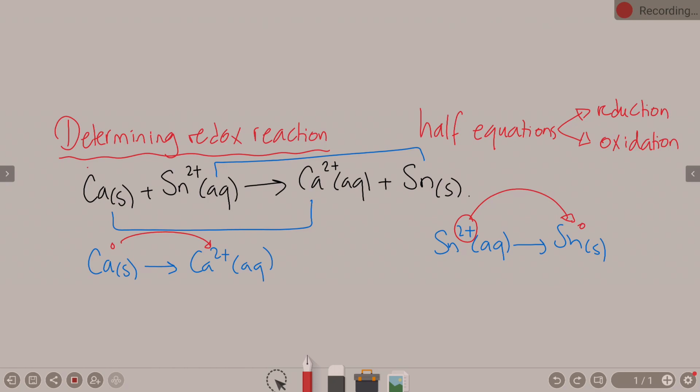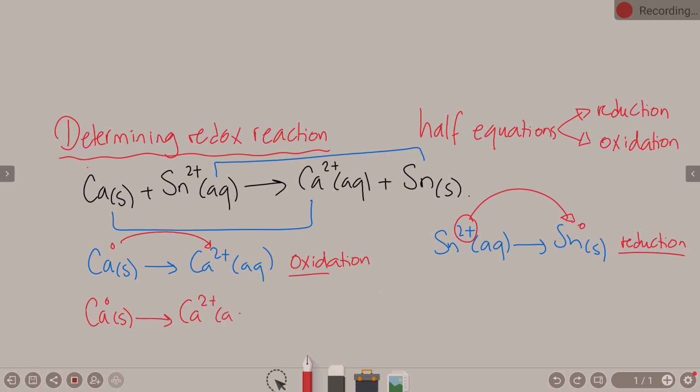So in this case, I have become more positive, so this must be my oxidation. In this case, I have become more negative, okay? So that means that this is my reduction. Now I need to represent this with electrons, okay? So to show which side is the electrons. Have I lost the electrons or have I gained the electrons? If I have lost electrons, then I am producing electrons for something else to pick up, in this case the tin.